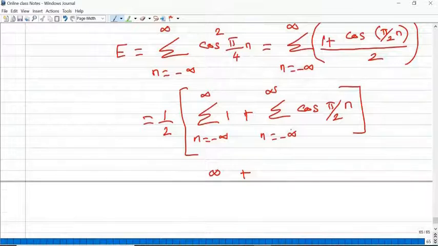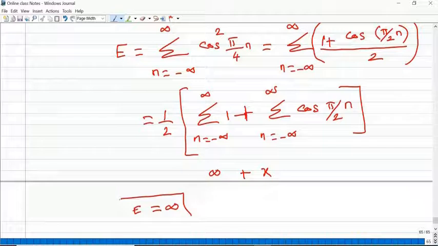Understand? I'm just dividing 1 plus cos pi by 2n into two terms. Minus infinity to infinity of 1, that is 1 plus 1 plus 1 up to infinity, so this term is infinite. So infinite plus any value x, your result is infinite. So the energy of the given signal is infinite.